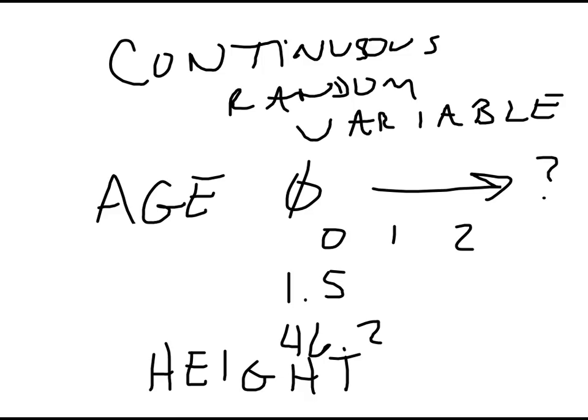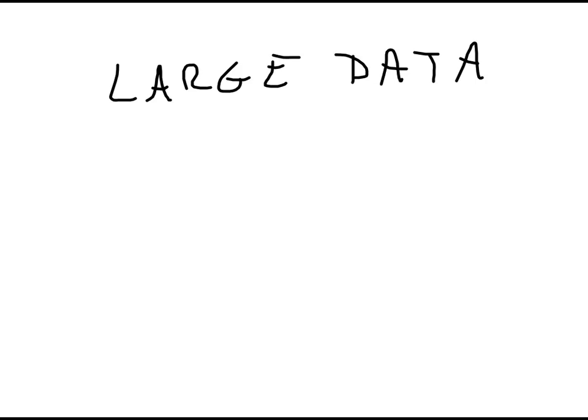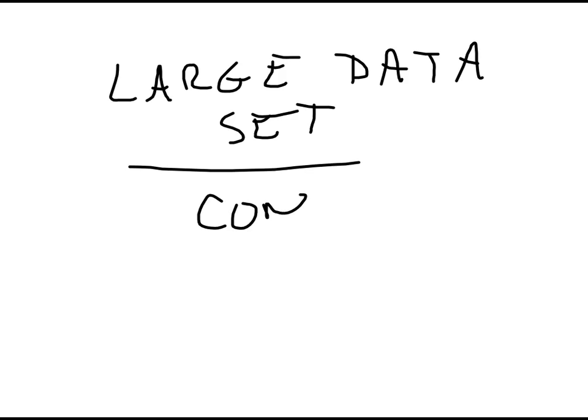Another example of a continuous random variable is when you have large data sets. So if you were doing a survey of people in a presidential poll, because you can have a very large data set, that in fact would be a continuous random variable. So for now we're going to focus on discrete random variables.